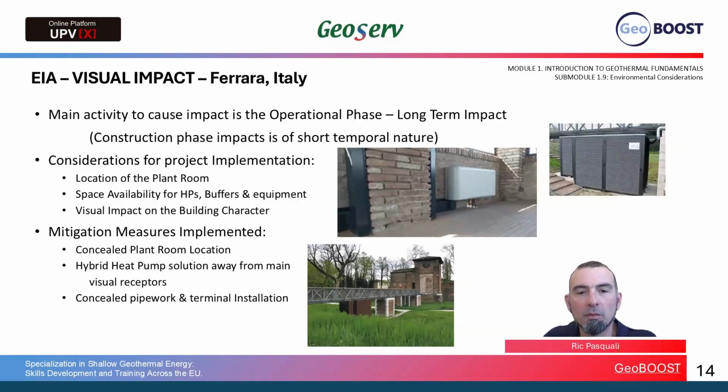So the heat pumps were actually placed in a concealed plant room, which you can see below the bridge there in the brown box. So it doesn't intrude the building, and all of the pipework also had to be concealed in such a way that when it is in the building, it could not be seen, or it does not visually deter from the actual cultural aspects or cultural features of the building.